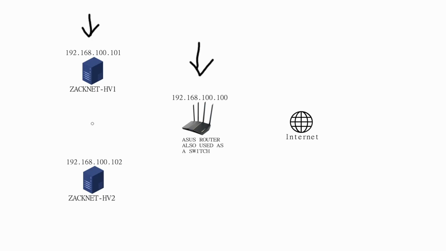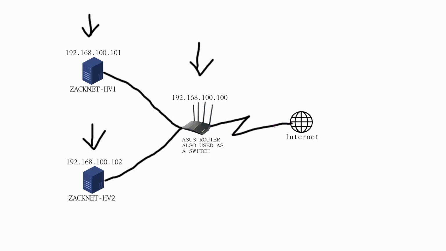192.168.100.101. And we also have another Hyper-V host, which is called ZACKNET-HV2, and it's got a static IP address of 192.168.100.102. And I'm using Ethernet to connect over to the ASUS router, which is also going to be used as a switch. And this ASUS router right here goes out to the internet using its WAN interface.